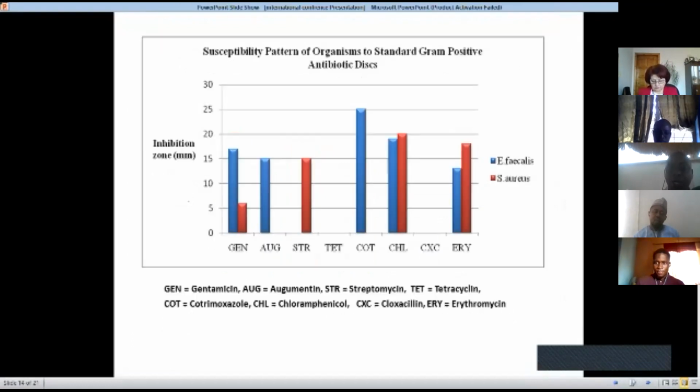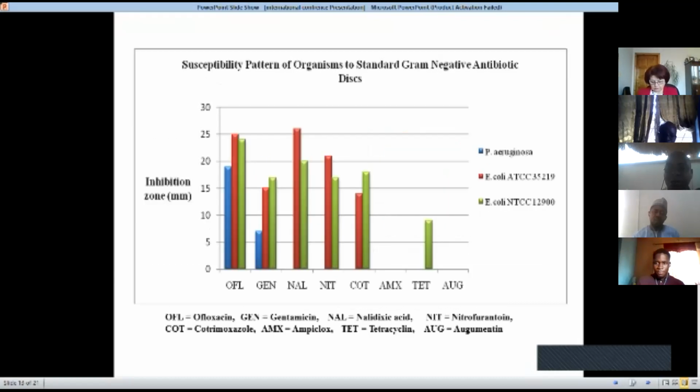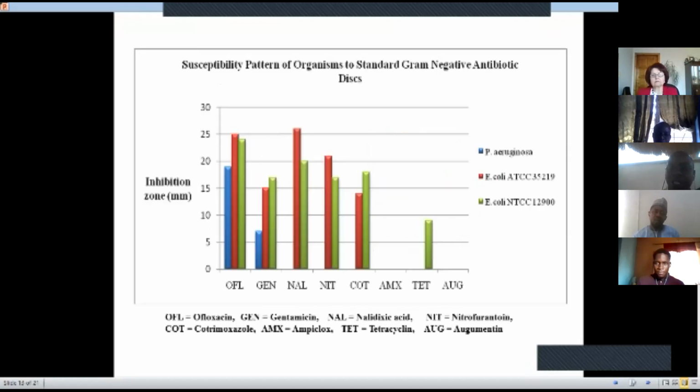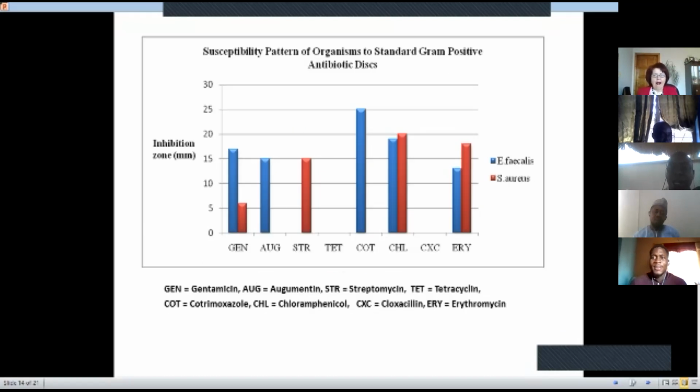Now, this one you are seeing on the screen indicated the gram-negative antibiotic dish that was subjected to different microorganisms, while the other one indicated the gram-positive antibiotic dish that was subjected to carry out their pharmaceutical effect on the microorganisms in order to compare them.